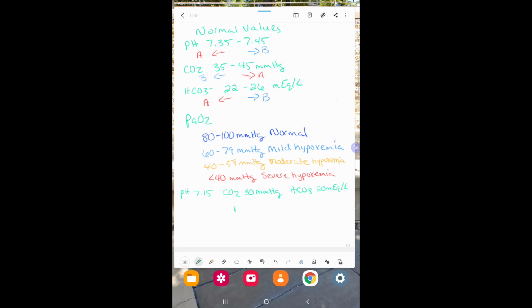And then you have your PaO2 that's at 54 millimeters of mercury. All right, so let's break this down and talk about it.